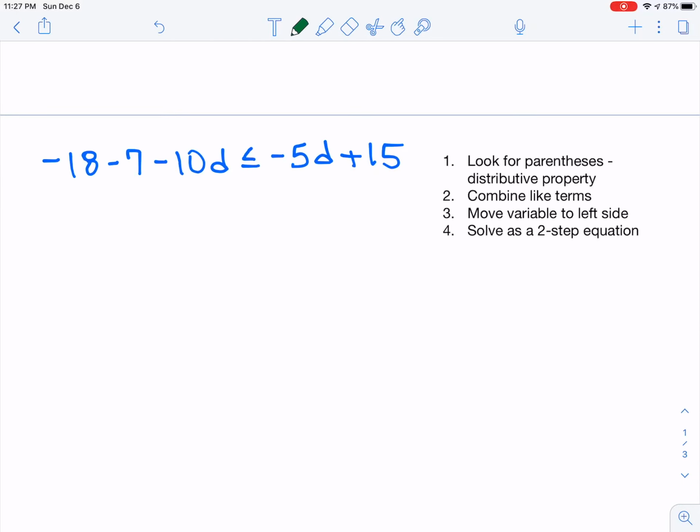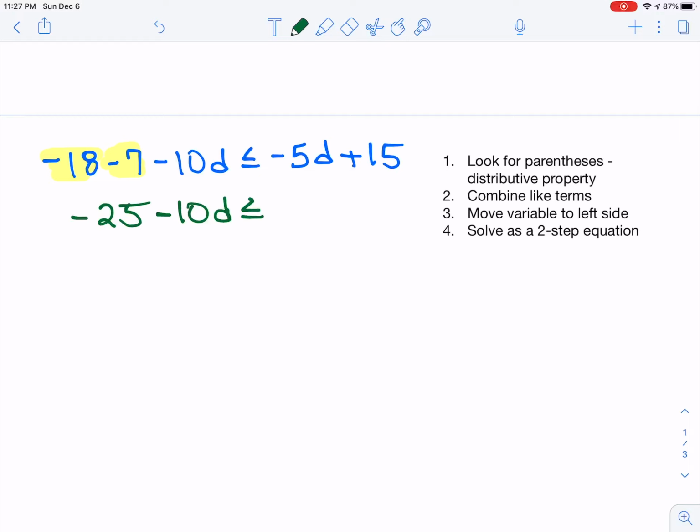So in this example here, again, I'm going to follow these steps. First thing says look for parentheses, and if so, distribute. I don't have any parentheses, so now I'm going to look for any like terms that I can combine. If I look at the left side of my equation, I've got a negative 18 and a minus 7 that I can put together. If I combine those, that's going to give me negative 25. I still have my minus 10d following that.